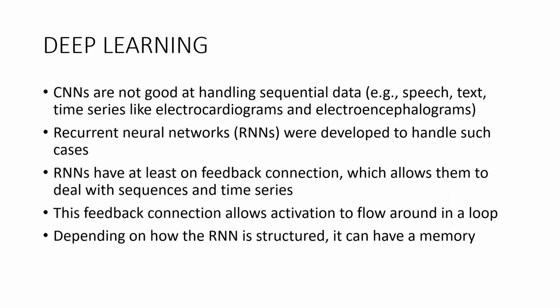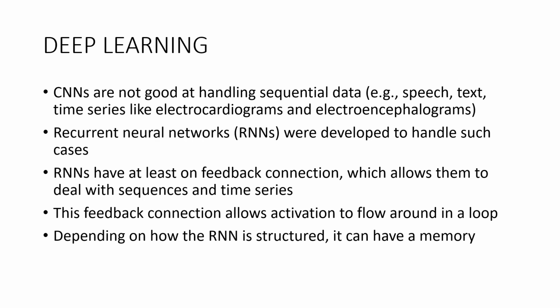So, convolutional neural networks are great for working with images and speech and time series like electrocardiographs. But basically, they're not good if you have sequential data, like speech or some sort of time series. They don't work that well. So they've developed another type of deep learning called recurrent neural networks to handle such things as time series.